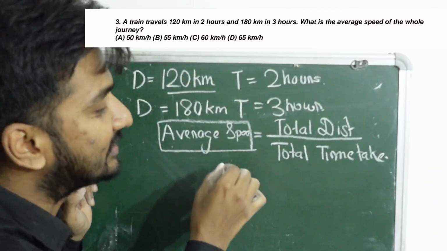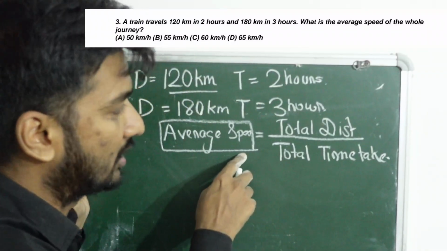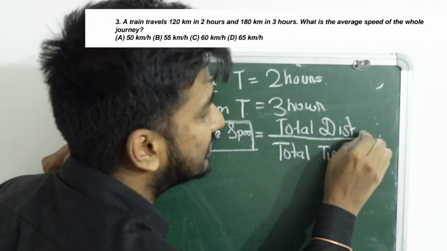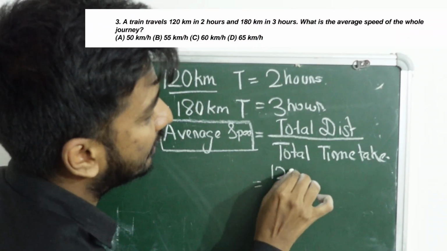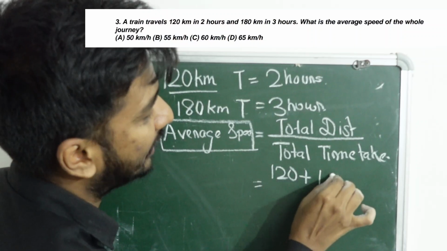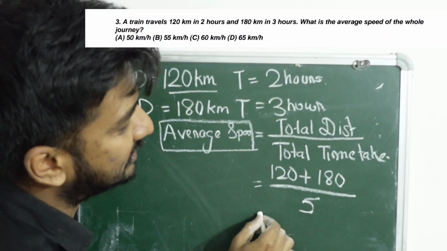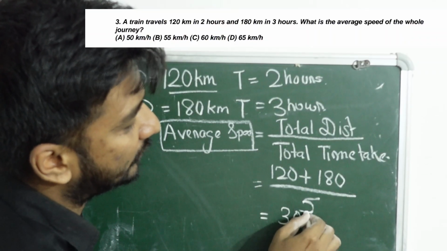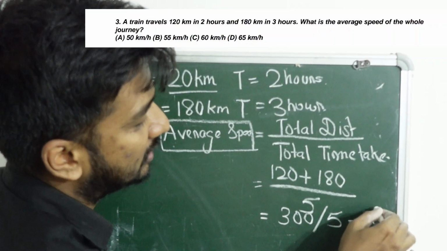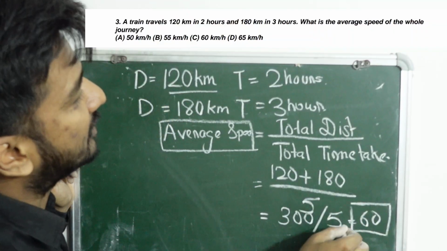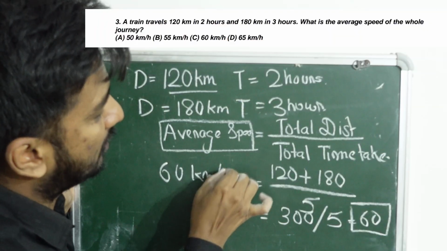So this is not a time or speed question. This is a question about average. Now, what is the average? Total distance and total time. You just add up 120 plus 180, divided by 5. What is this? 300. 300 divided by 5 is 60. So what is the average speed? Average speed is 60 kilometer per hour.